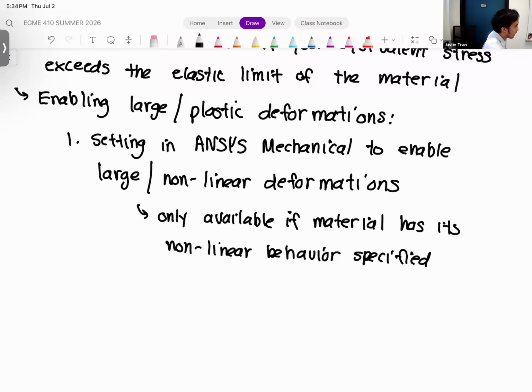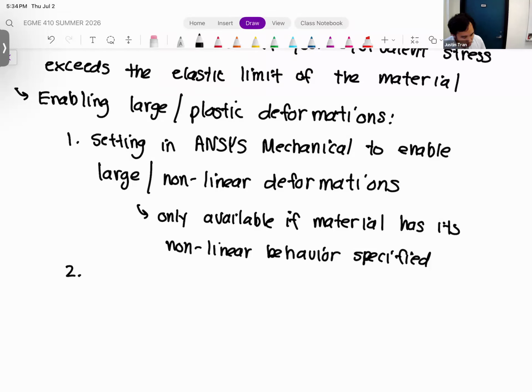Right, so not every material is going to have this, especially for a material that you're going to specify manually yourself, which I'll show you how to do on Tuesday. Usually this is something that relies on a lot of empirical data. So usually if you're going to be specifying your material yourself, it's not going to have this behavior enabled. But if you're using a material that's already programmed within ANSYS itself, like structural steel, it should have that behavior.